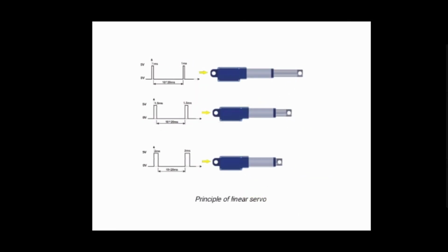Similarly in the linear servo, you could see here at 1 millisecond, the linear servo shaft is forwarding, and similarly at 1.5 milliseconds, the linear servo shaft is moving out to end position for a pulse width of 1 millisecond, and a pulse width of 2 milliseconds causes the forward shifting of the linear servo shaft, which could be seen clearly in this diagram.